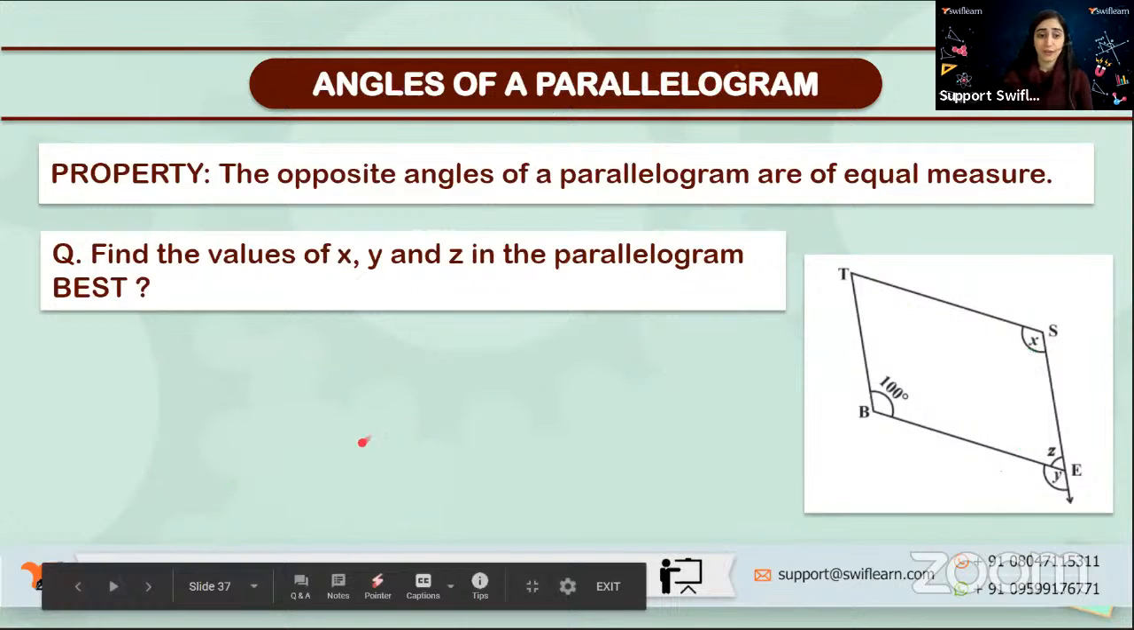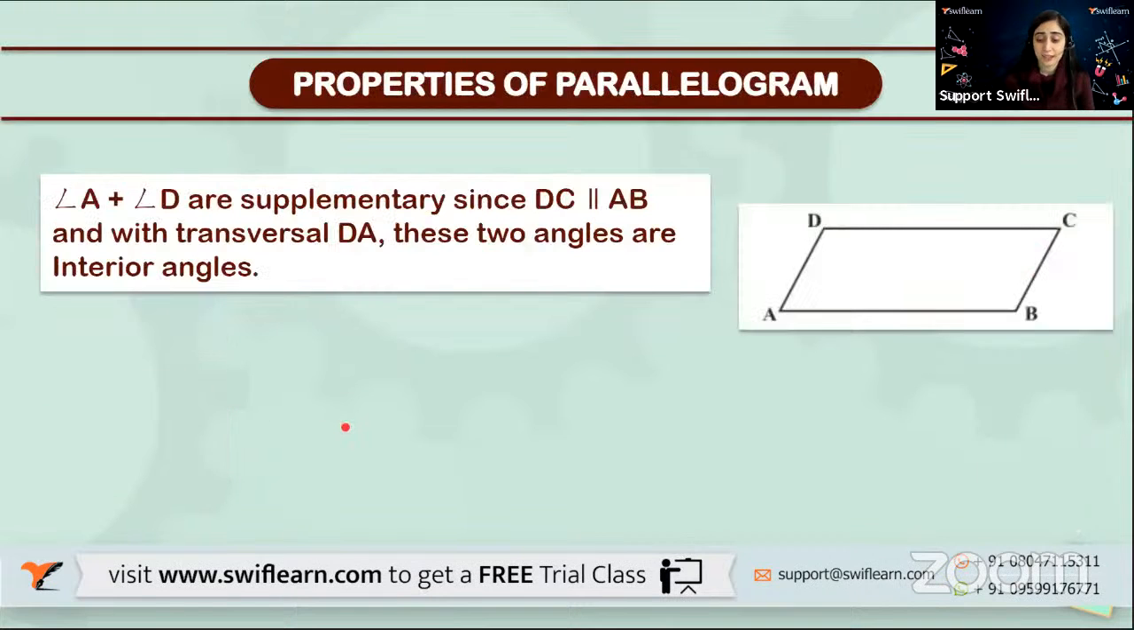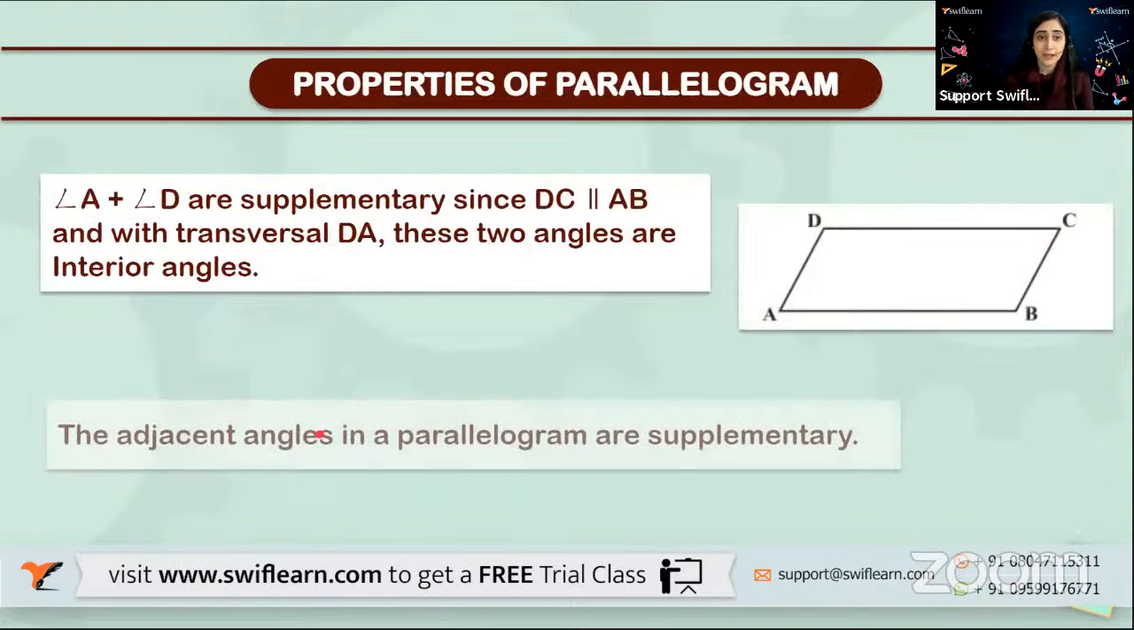Let's see. Have we got the right answer? Yeah, x is 100, y is 100, and z angle is 80. Okay, great. Okay, moving on to the properties of a parallelogram.